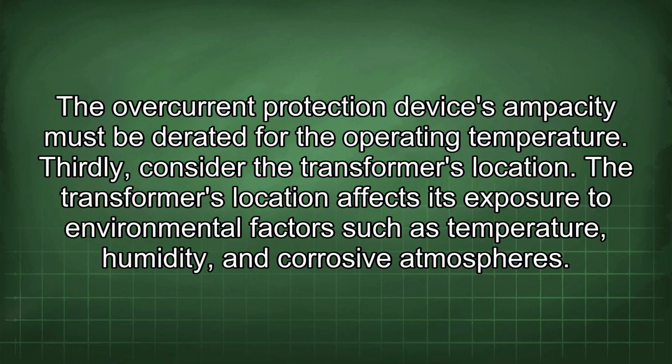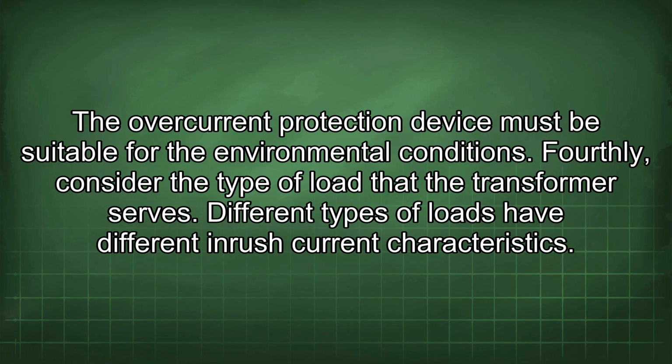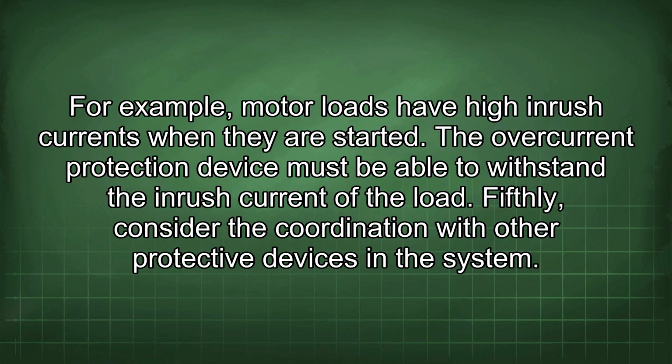Thirdly, consider the transformer's location. The transformer's location affects its exposure to environmental factors such as temperature, humidity, and corrosive atmospheres. The overcurrent protection device must be suitable for the environmental conditions. Fourthly, consider the type of load that the transformer serves. Different types of loads have different inrush current characteristics. For example, motor loads have high inrush currents when they are started. The overcurrent protection device must be able to withstand the inrush current of the load.